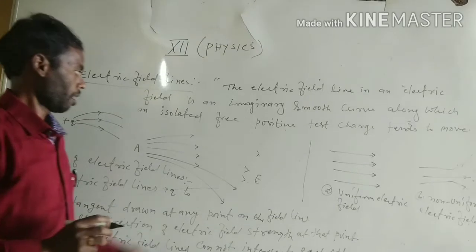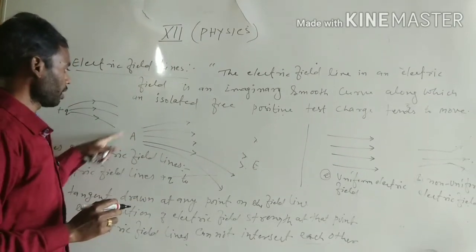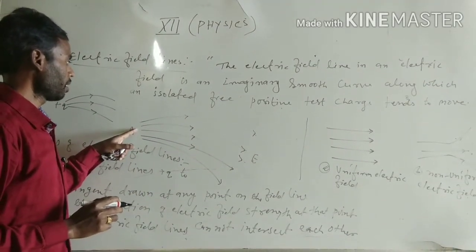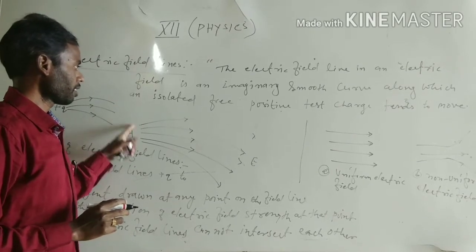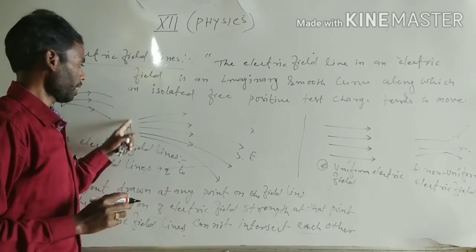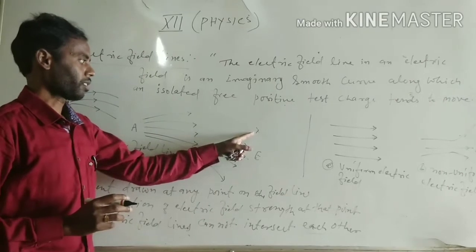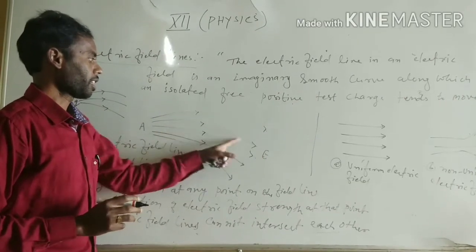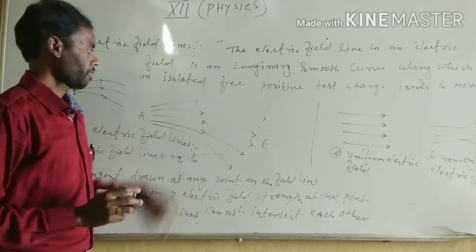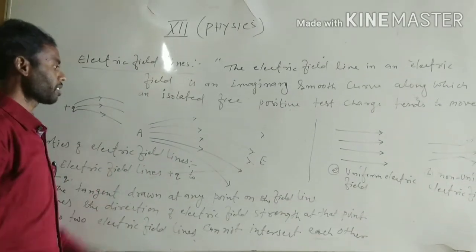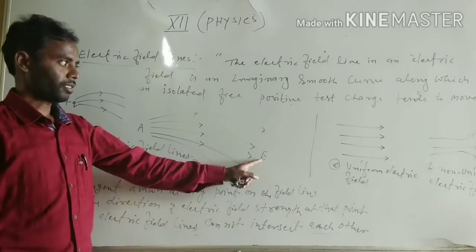Okay. Here you are looking at A as the point. Electric field lines just emerge from point A and go this way to E. This is the electric field line. Okay. Then the field at point A is stronger than at E.